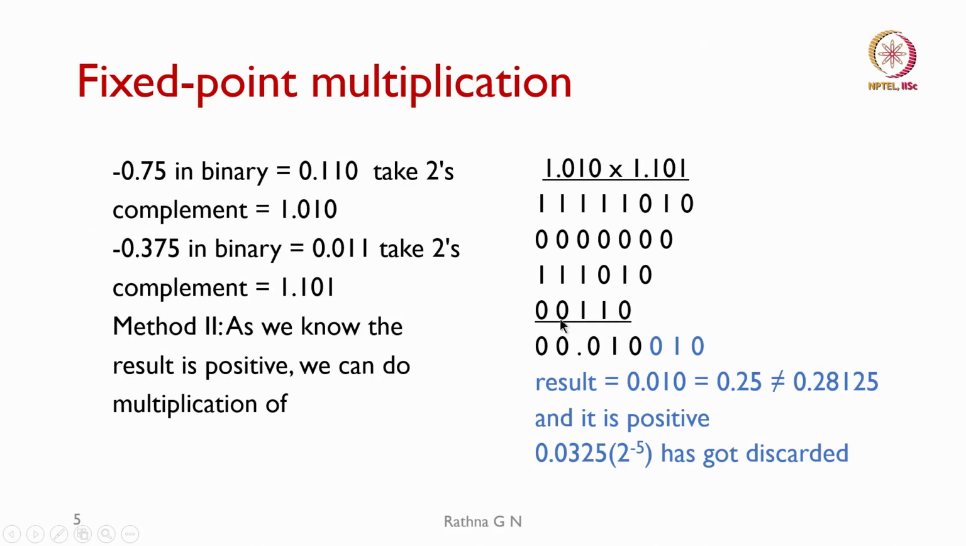So, we know that 2's complement for 1010 is 0.110. So, we will be extending with 0, 00110. Then we add, we are getting the same result as the previous method, and here also we will be considering it as 0.010, which is equivalent to 0.25, which is not equivalent to 0.28125 what we are supposed to get. So, this is the truncation we are supposed to have in multiplication of fixed point numbers. Here also the 2 power minus 5 bit has got discarded.